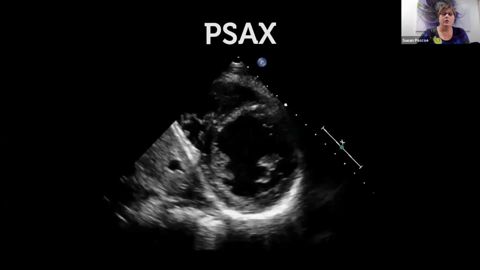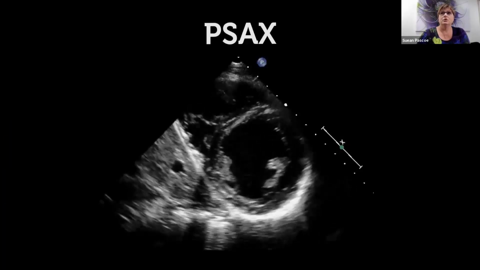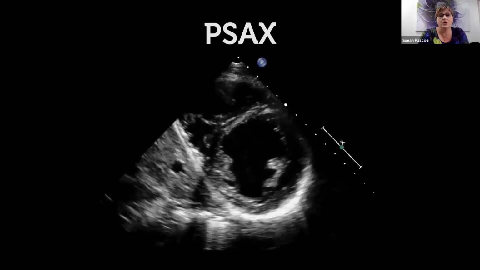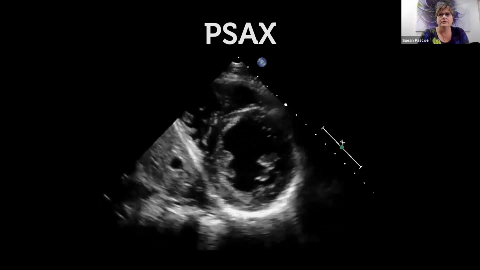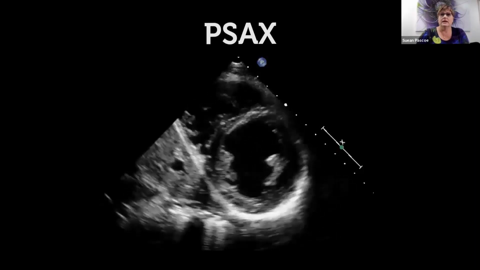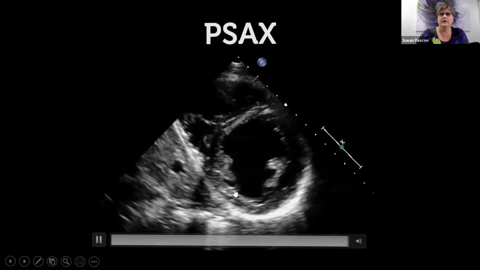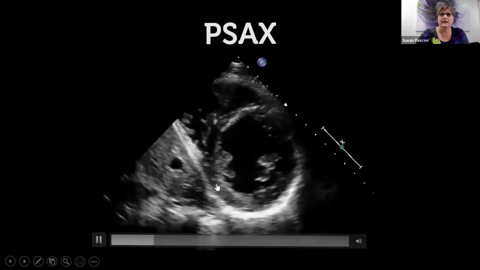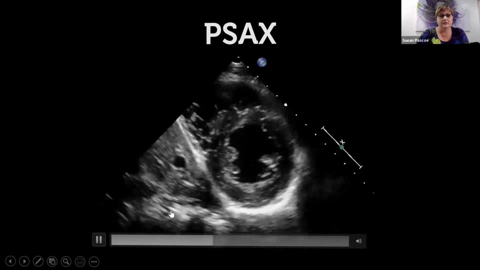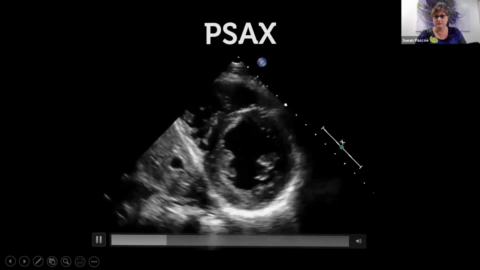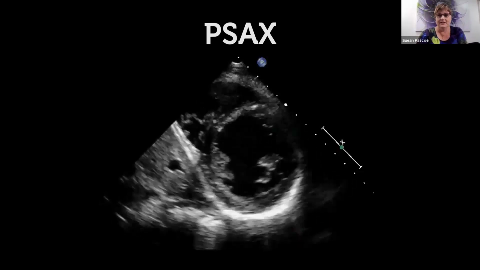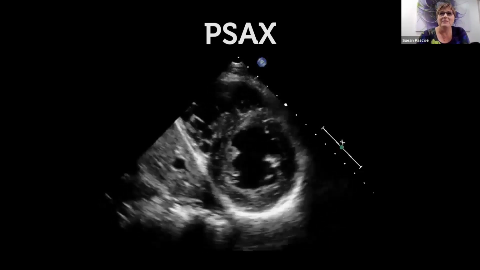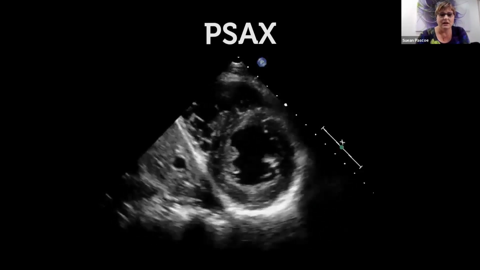So the next view that we look at is the parasternal short axis view. And what we're trying to get here is the most round picture of the left ventricle that we can get. We should see both papillary muscles, and they should be about the same size. And I think of these papillary muscles here like little Lego hands. I don't know if you're familiar, if you've put together as much Lego as I have, you know the little Lego hands that I mean. And I think the papillary muscles there look like little Lego hands.